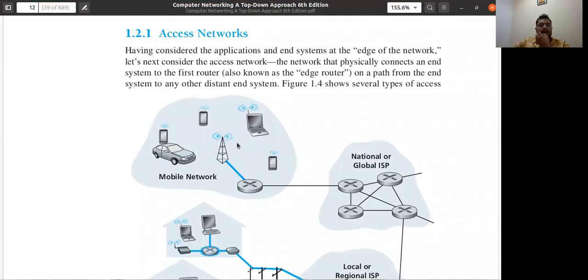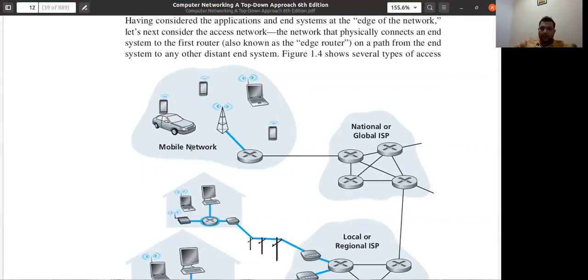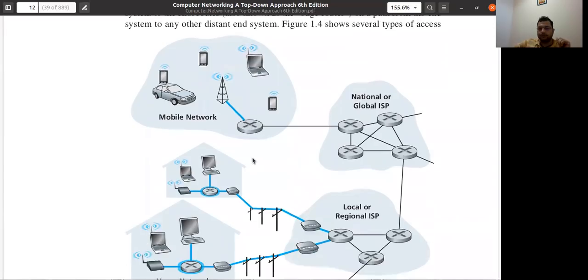So here in this diagram, you can see in mobile network, this is the part of an access network. So all these appliances, mobile devices, mobile appliances can connect first to the cellular tower, and then this cellular tower is provided an access to the first edge router.